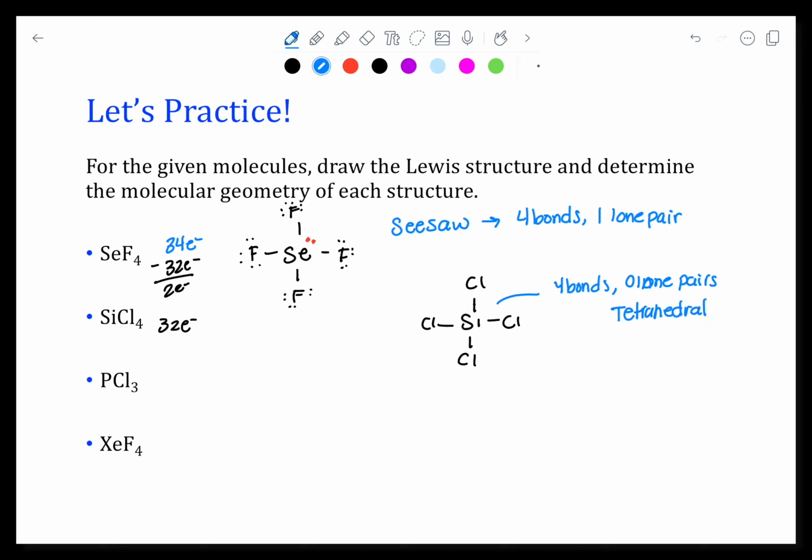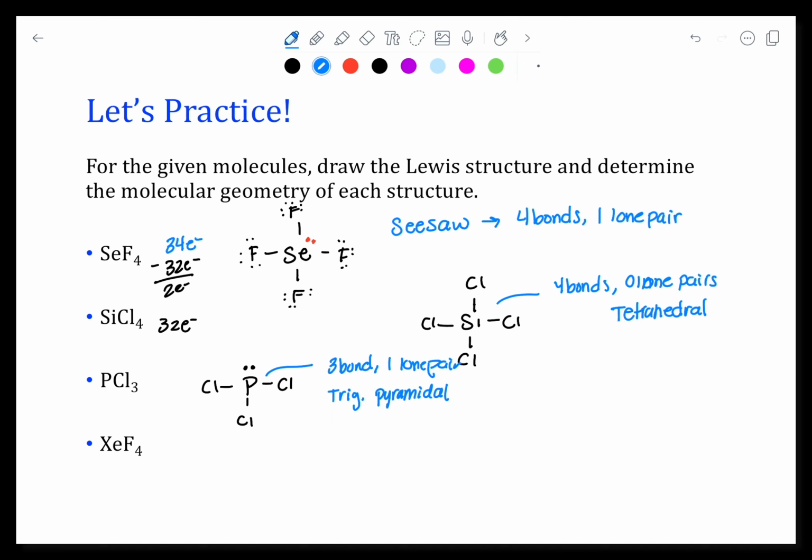Okay, we did PCl3 before. Do you remember what that one was? Did you look back in your notes to show that it was PCl3? Imagine some lone pairs on there, but then there was the lone pair on the phosphorus. Did you remember that? Okay, so that one is going to be 3 bonds, 1 lone pair, leading to a trigonal pyramidal. Okay, we did that one earlier.